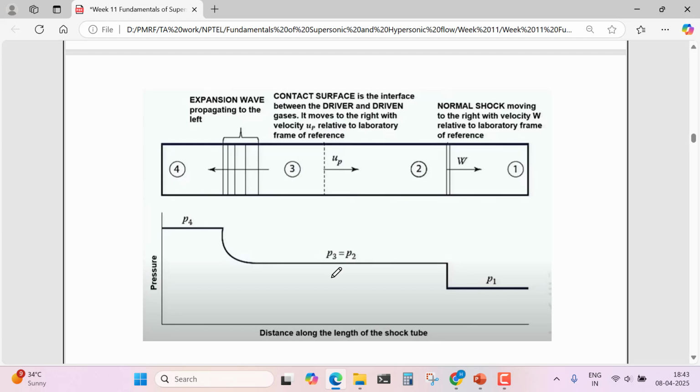So what will happen? If you see, this is x, the distance along the length of the shock tube, and this is the pressure. The pressure here will be the same. The condition at the contact surface is such that the pressure will be the same. Regions 2 and 3 will have the same pressure, and the velocity of regions 2 and 3 will also be the same.